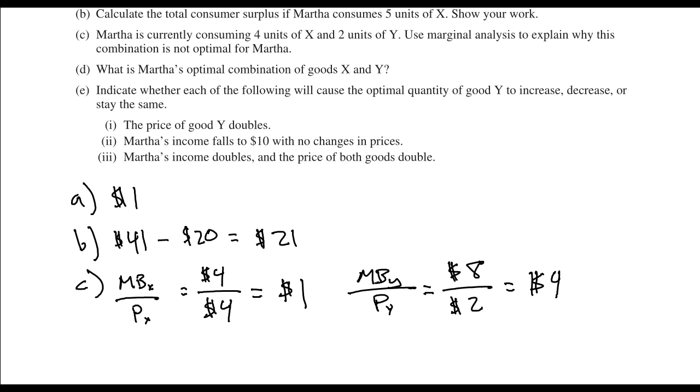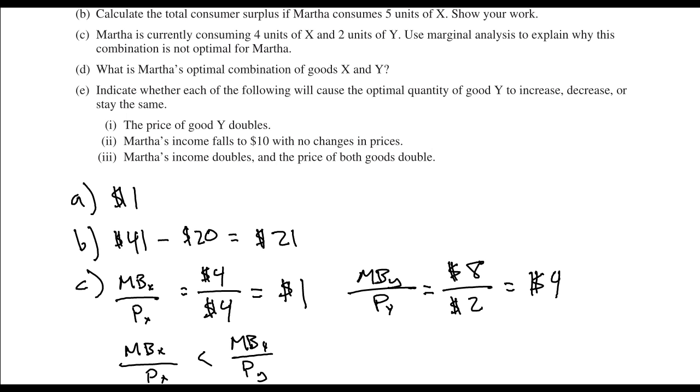So again, the question asked, use marginal analysis to explain why the combination is not ideal. Well, I would say that the marginal benefit of X over the price of X is much less than the marginal benefit of Y over the price of Y. I think that would be sufficient for the AP board.